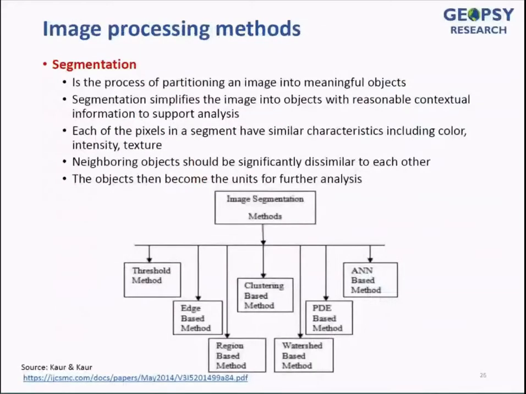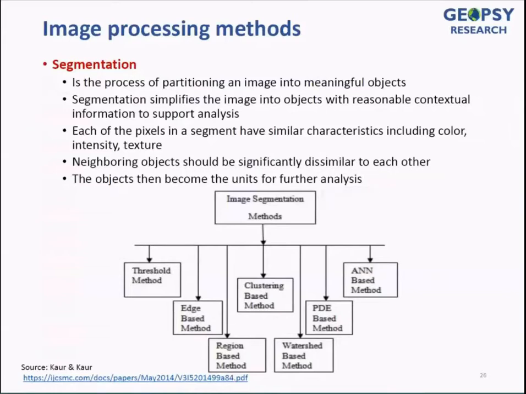In terms of image processing methods, we want to talk about image segmentation. We have an image initially, which is just a picture. Yet objects are distinct entities. So we want to move from this picture to distinct entities. So the first thing to move to these distinct entities is segmentation, which is the process of partitioning an image into meaningful objects. Segmentation simplifies the image or the picture into objects with reasonable contextual information.